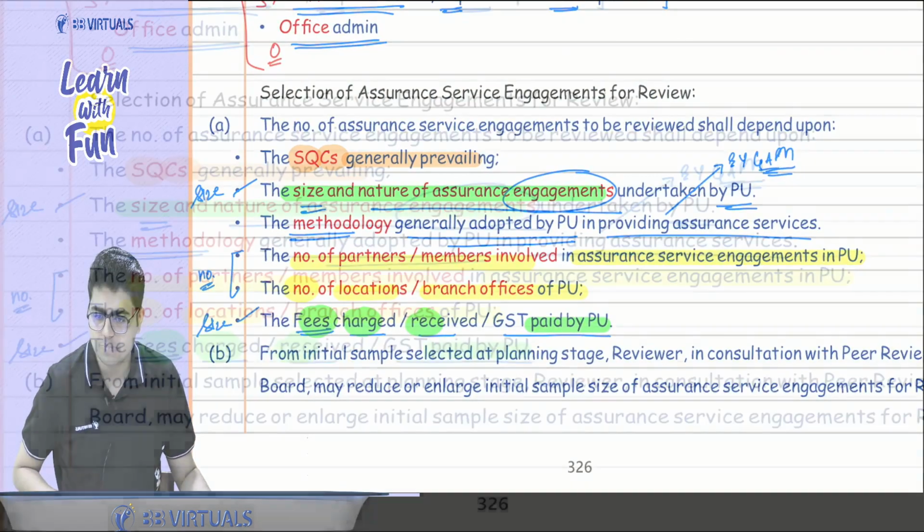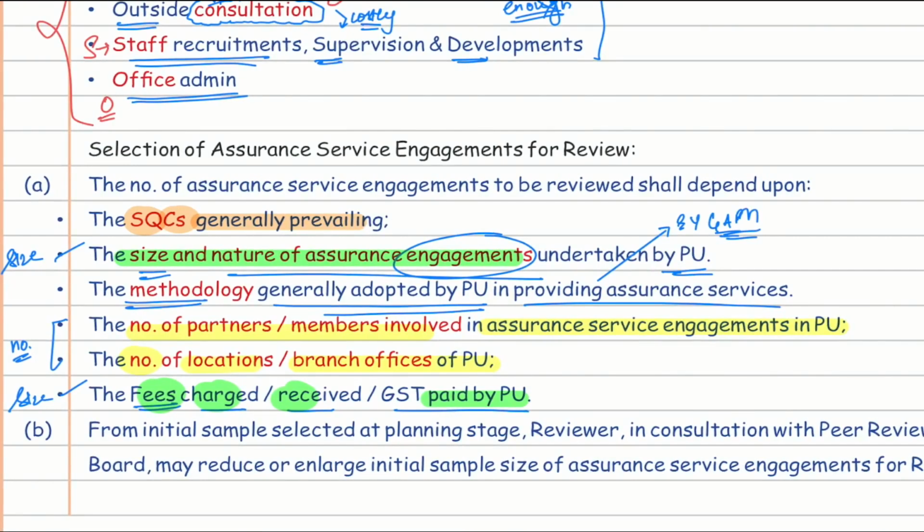So giving you 2 minutes, please learn these points right away, right now, and then we'll move ahead. Please do it right now.